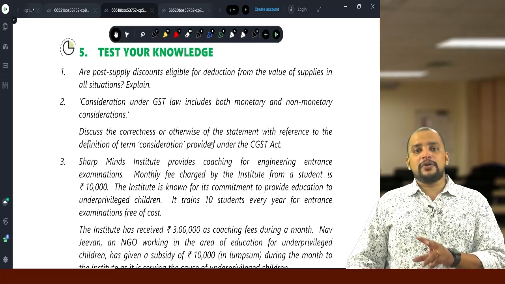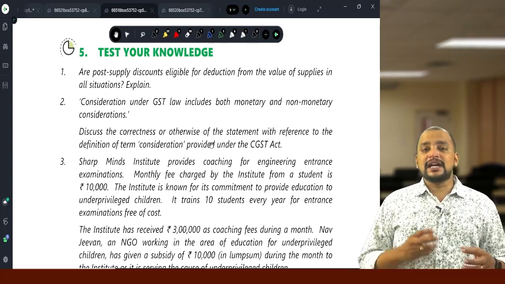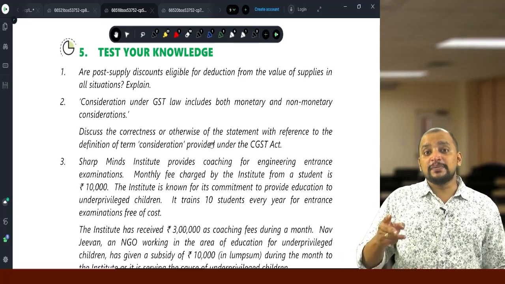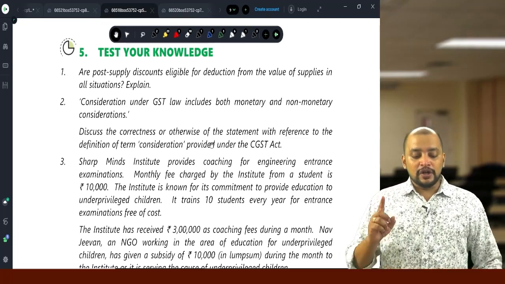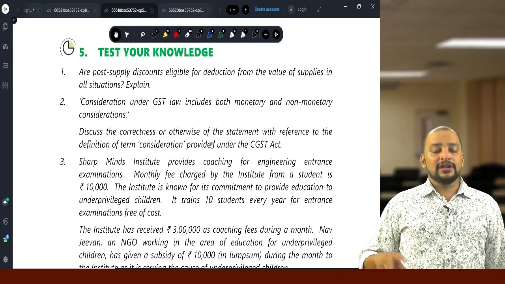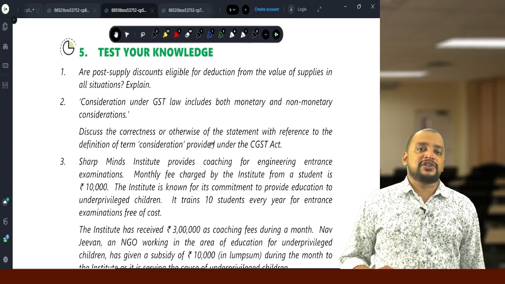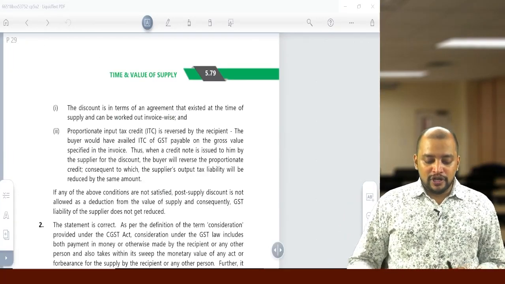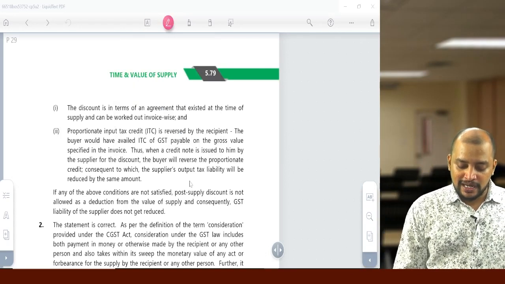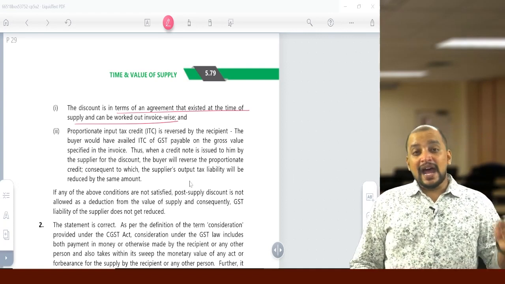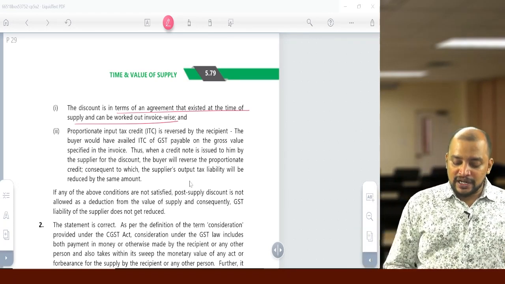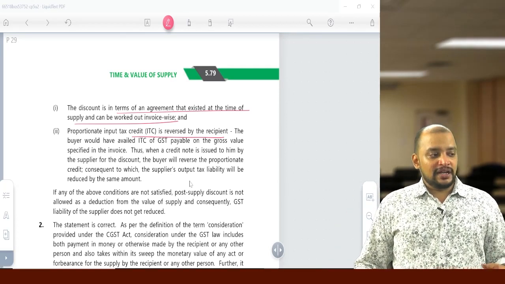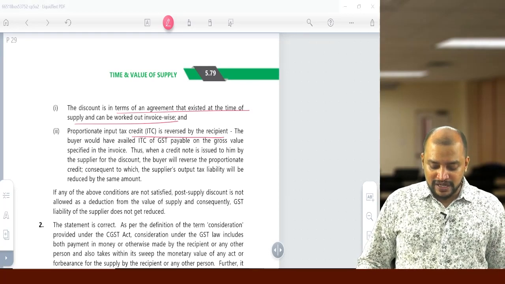So post supply discount is allowed as deduction provided the terms are agreed before or at the time of supply, and the supplier issues a credit note to the recipient and the recipient reverses the ITC. So two conditions. Not always is post supply discount allowed as deduction. If two conditions are satisfied, it will be allowed. Condition number 1, the term should have been agreed before or at the time of supply, and ITC related to that needs to be reversed by the recipient. If these two conditions are satisfied, then post supply discount is allowed as deduction.